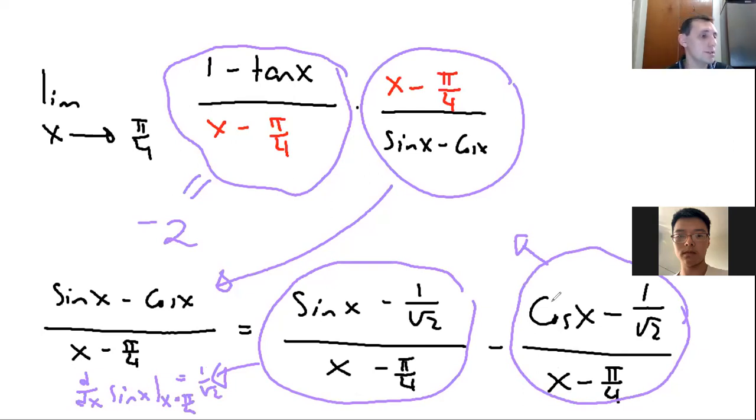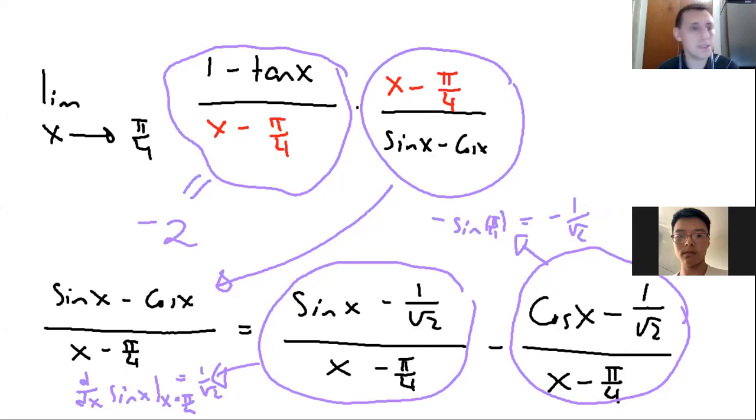So this part, cosine x minus 1 over root 2 over x minus pi over 4, is the same as minus sine of pi over 4, which is simply minus 1 over root 2. So then what do I have? You see, what is this number? This number is simply 1 over root 2 plus 1 over root 2, so it's 2 over root 2.